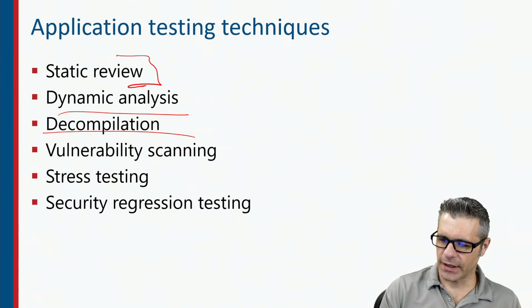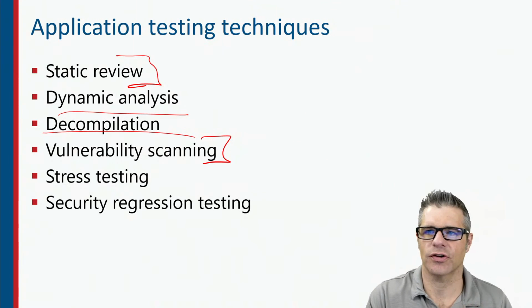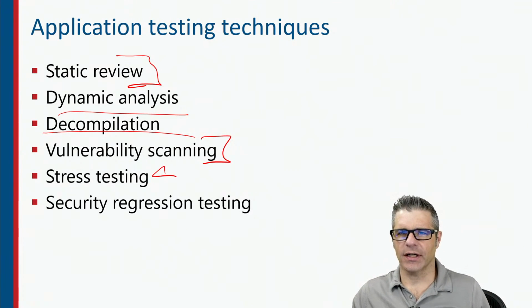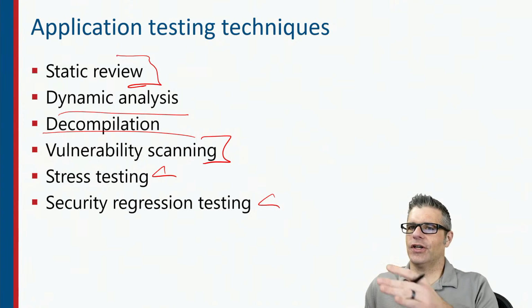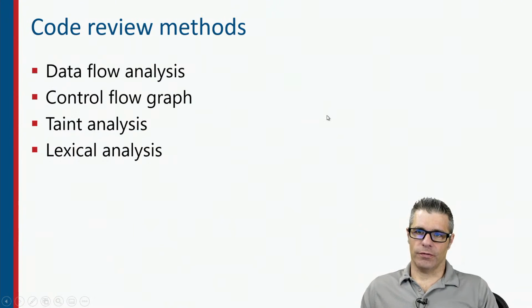You may be able to find vulnerabilities, particularly in web applications, just through scanning the application, and then stress testing, throwing a lot at the application and seeing if it breaks, and then security regression testing, going back and looking at previous iterations of this thing. So a lot of this would involve code review.